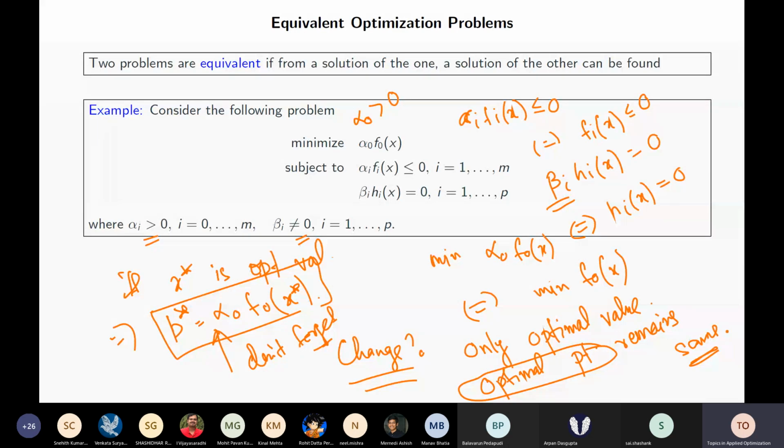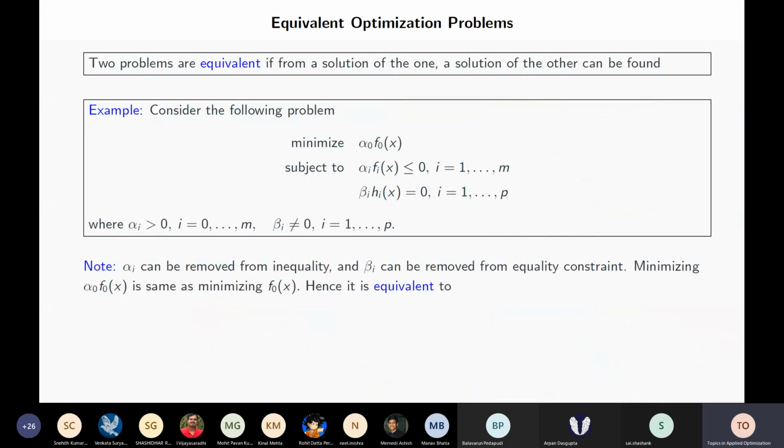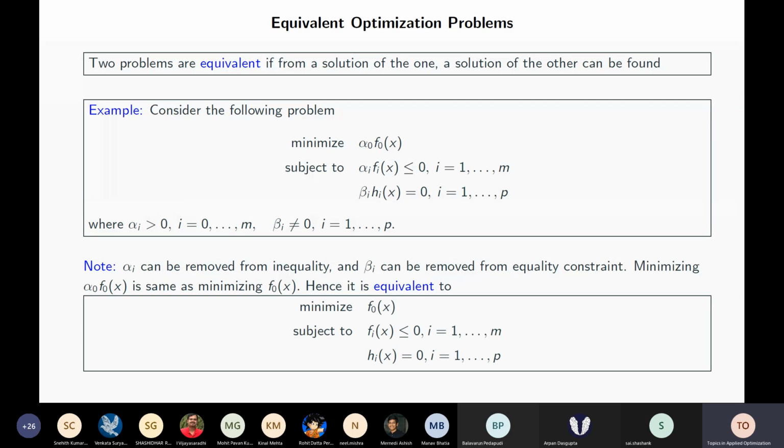There are many examples we will see in this course where we simplify things to a point where it's much cleaner. Here alpha I can be removed from the inequality and beta I can be removed from the equality. That's what we derived. Minimizing alpha naught f naught x is the same as minimizing f naught x. Hence, it is equivalent to this problem. We say that this and this problem are equivalent because a solution of the one can be used to find the solution of the other. In this case, it's a very specific case where x star here and x star here are the same.